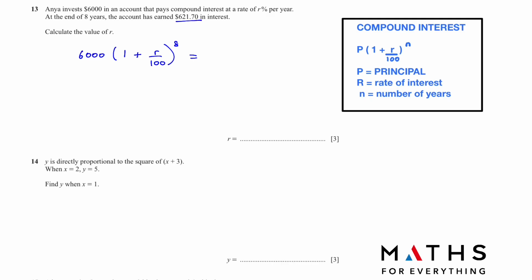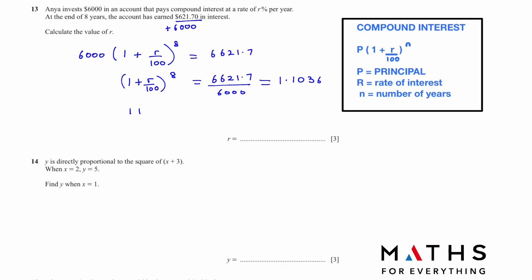Interest is 621.70. So we are going to add 6,000. So 6621.7. Now we have to make R the subject. First thing we will remove is the 6,000. It's a multiply. When I move to the other side, it's going to be a divide. So 6621.7 divided by 6,000. You're going to get 1.1036. Better to write more numbers.